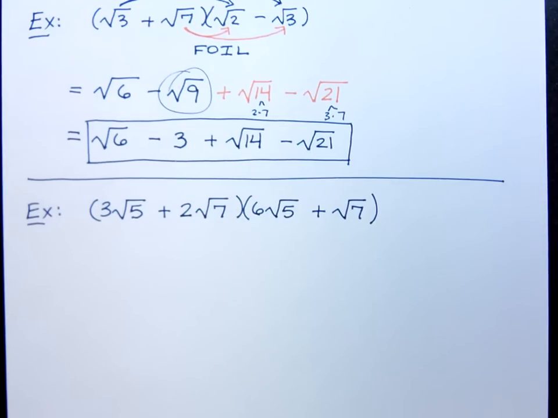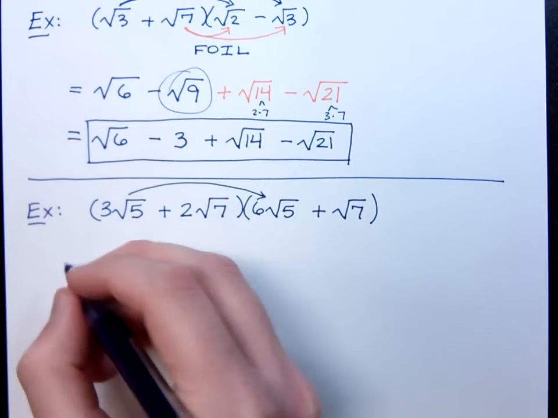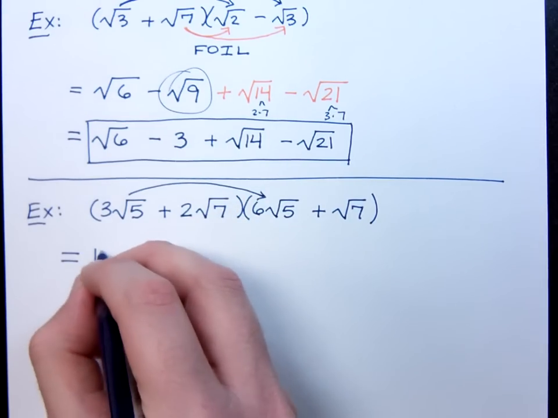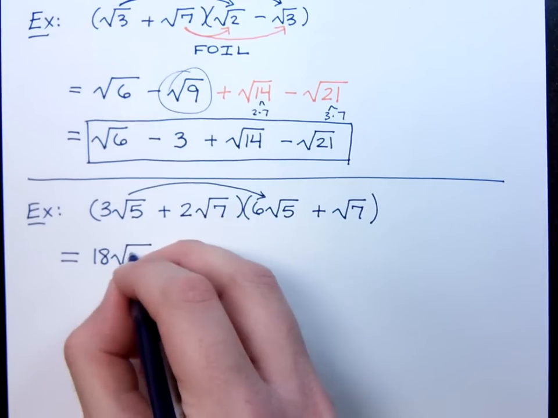3 square roots of 5 plus 2 square roots of 7 times 6 square roots of 5 plus the square root of 7. This is just like the last problem, but I made it a little bit more difficult. Basically, I'm combining the procedures that we did in the last 2 problems into this guy. So we still need to foil, right? When I do the first terms, 18 square roots of 5 times 5, which is 25, right?